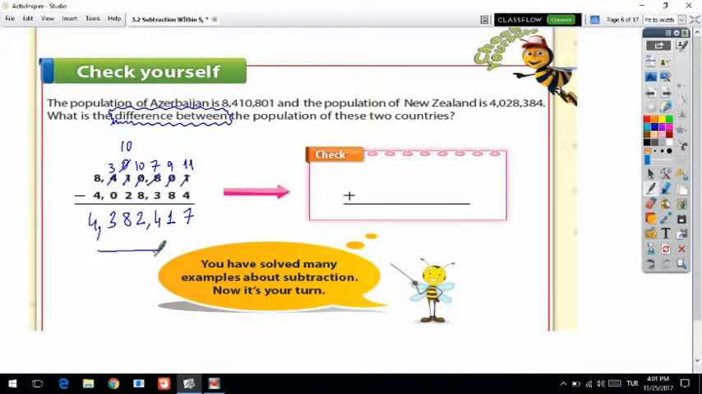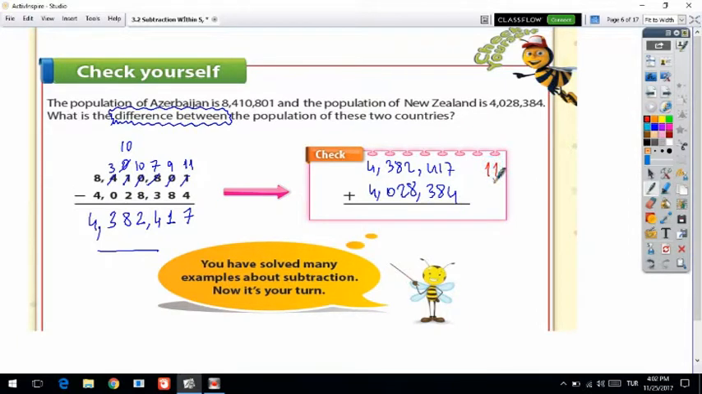Okay, now how can you check yourself? We can check ourselves by the addition operation. First write it: 4,382,417. Then let's write another one: 4,028,384. Okay, now let's add them.